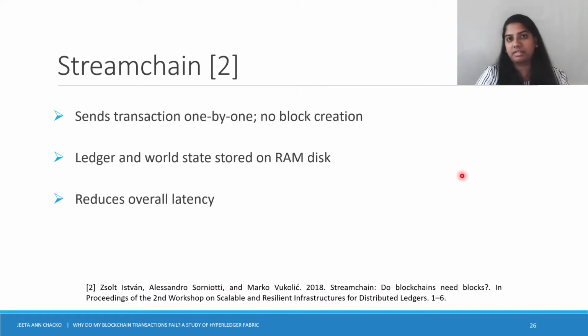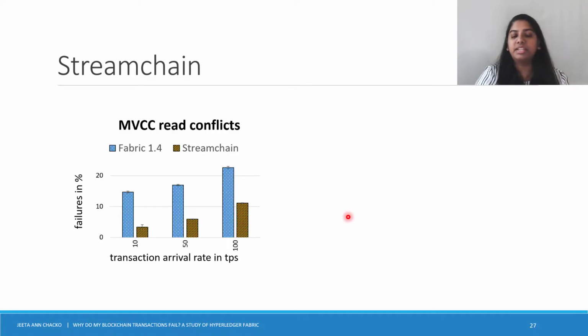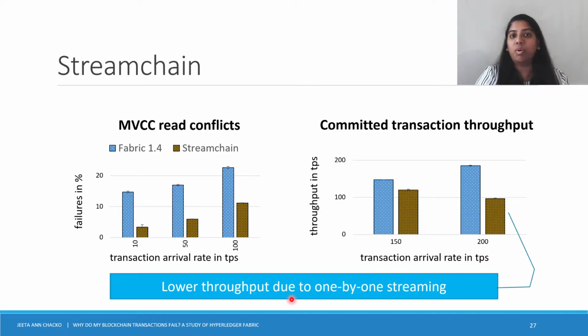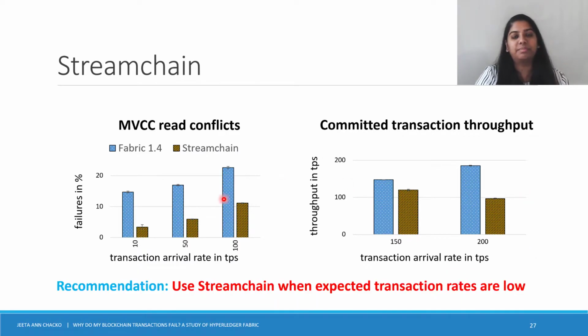The second optimization strategy is StreamChain. Here the transactions are sent one by one without creating blocks. Therefore, the time required for block creation is reduced. Also, they store the ledger and the world state on a RAM disk, further reducing the latency. And we see that this reduction in latency reduces failures significantly. But we observe that at higher transaction arrival rates, due to the one-by-one streaming, the throughput decreases. So our recommendation with StreamChain is to use it when we expect a low workload.